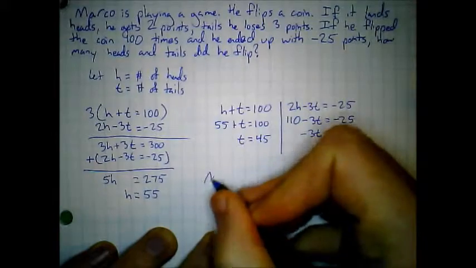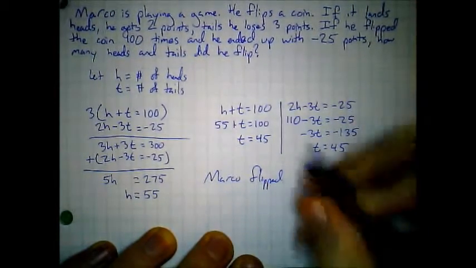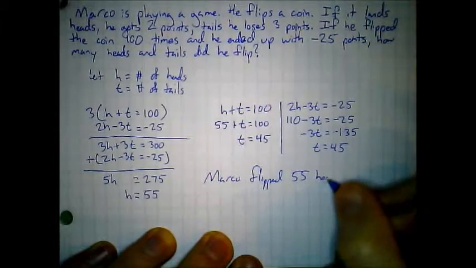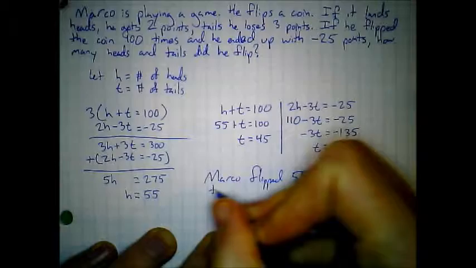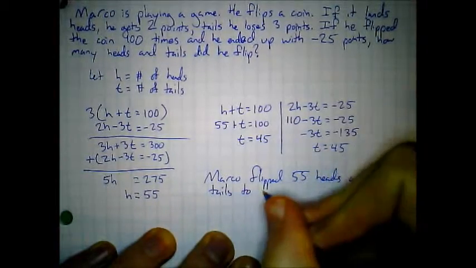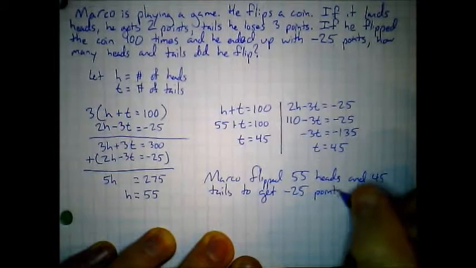So we know that Marco flipped 55 heads and 45 tails, so you get negative 25 points.